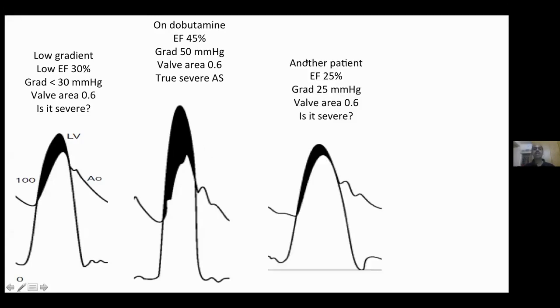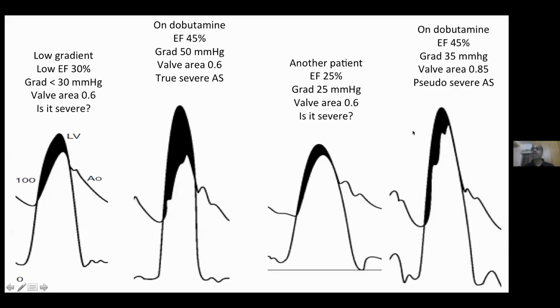Another example, ejection fraction is 25%, the gradient is only 25 millimeters of mercury, but the valve area is 0.6. Is it severe? Now this particular patient is having on dobutamine an improvement of the LV ejection fraction to 45%. As the LV pressure increases, the aortic pressure also increases. So the gradient only improves minimally. And the valve area also increases from 0.6 to 0.85. So this is pseudo-severe aortic stenosis.